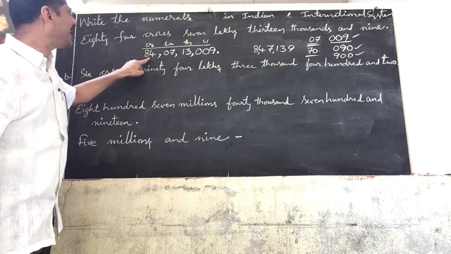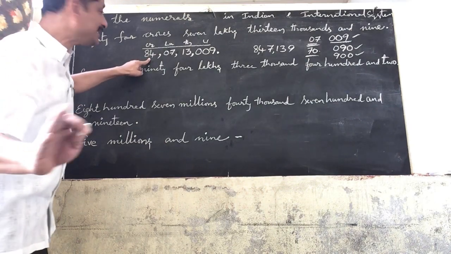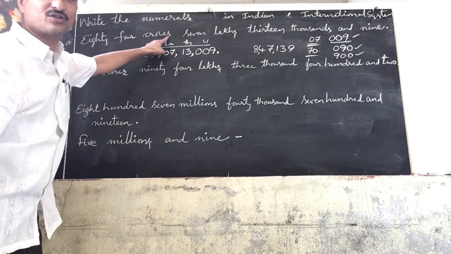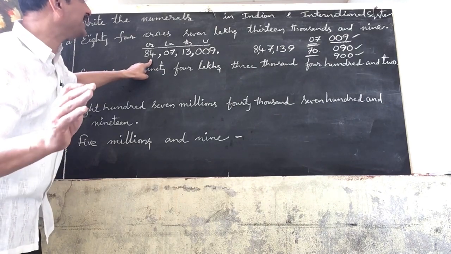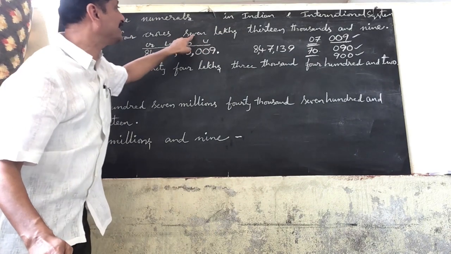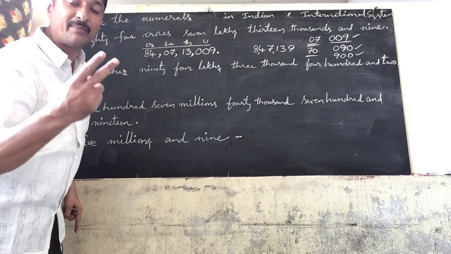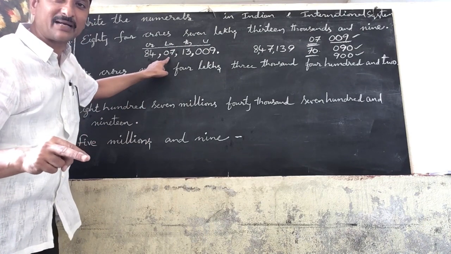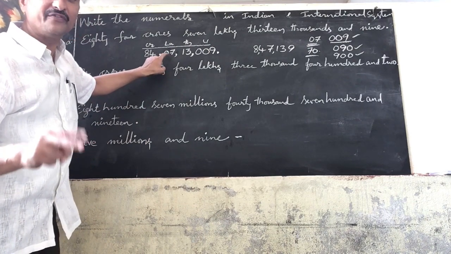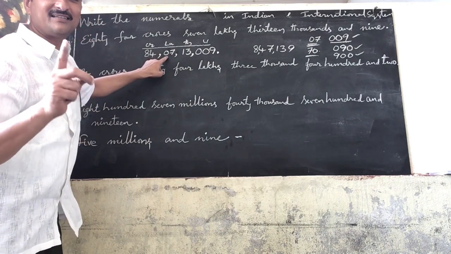So crores period. First observe carefully. Once again I am repeating this one. 84 crores. Crores period under 84. Next lower than crores period, lakhs period. Lakhs period contains only 7 lakhs. But lakhs period has 2 places. But 7, how can you write 7 in 2 digits? 07. So you have to use 0 here. If you did not use 0 here, this becomes wrong.